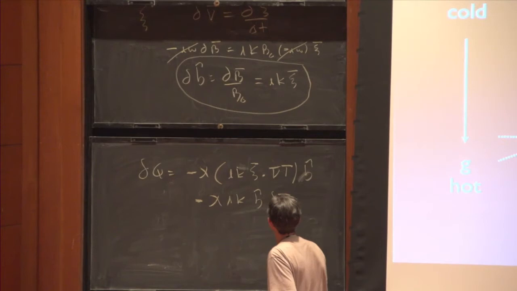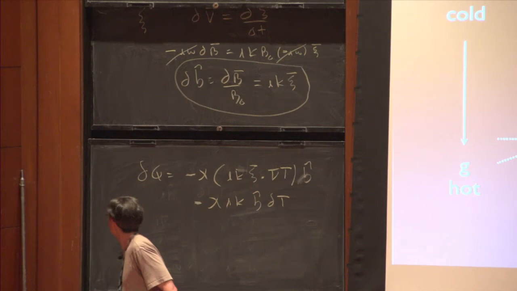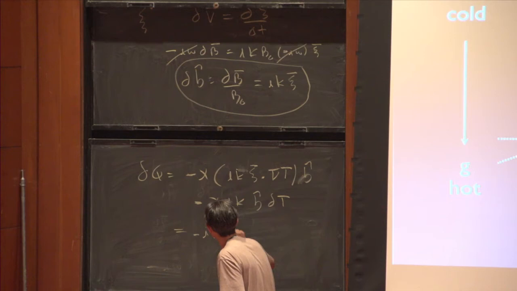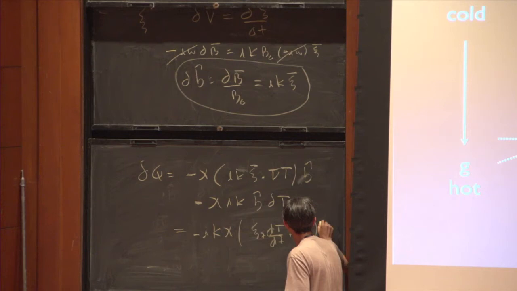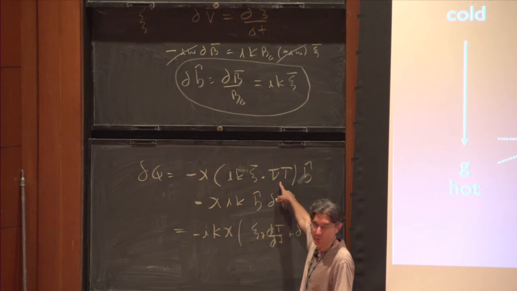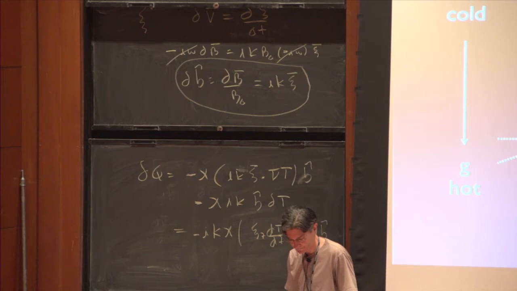Okay. So we're basically done now. So I can write this as minus i k chi times xi z dT/dz plus delta T, times b hat. Right, there's only a background gradient in the z direction, so xi dot grad T is just xi z dT/dz, plus delta T. So that's the perturbation to the heat flux.